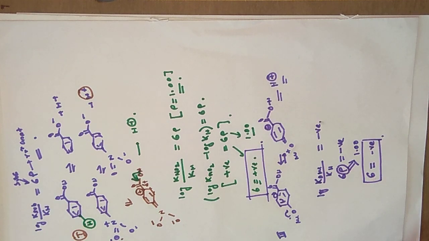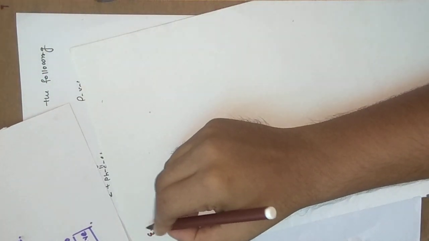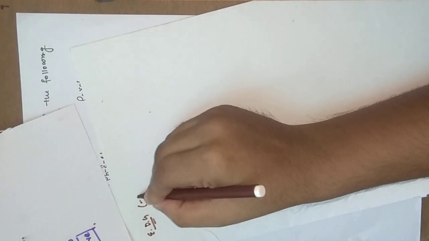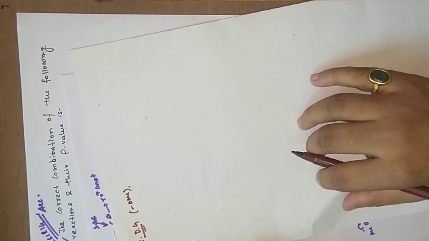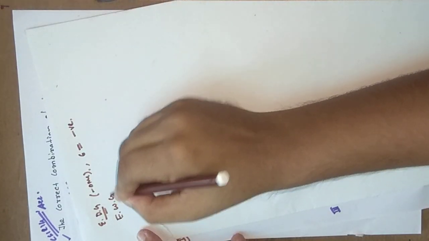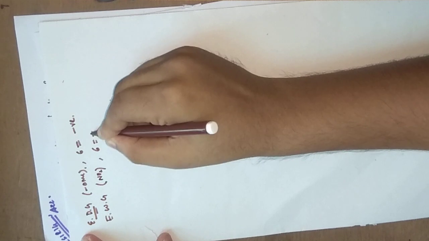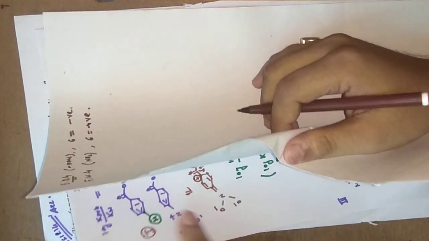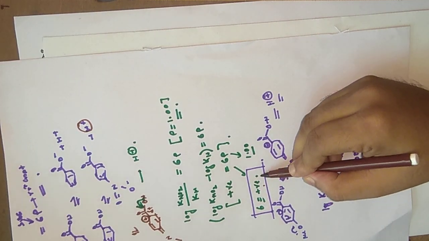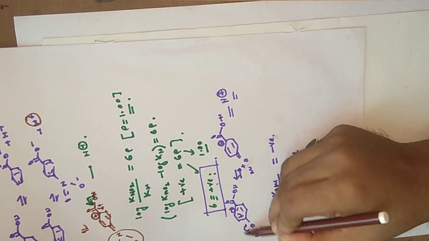From this we can conclude two facts. When an electron donating group such as OMe, the methoxy group, is present, the sigma value is negative. And when an electron withdrawing group such as NO2 is present, the sigma value is positive. So sigma is positive for the electron withdrawing NO2 group, and negative for the electron donating OMe group.